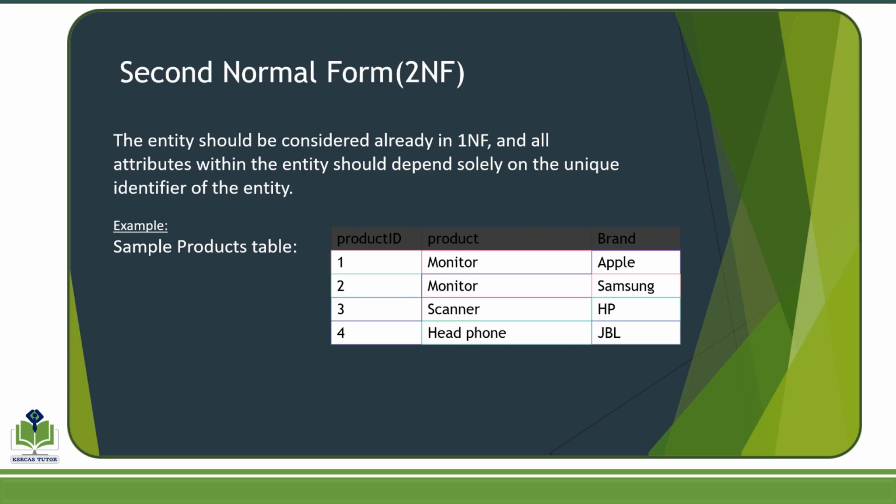So here the second condition, that all attributes within the entity should depend solely on the unique identifier of the entity, is not satisfied. That is, the product monitor has two brands, Apple and Samsung. Based on that, we cannot find out the category of the monitor, that is the product. So what we are going to do is split this table into three tables.